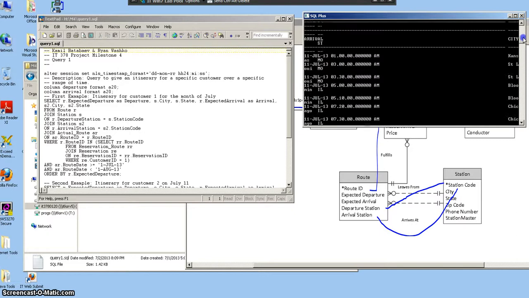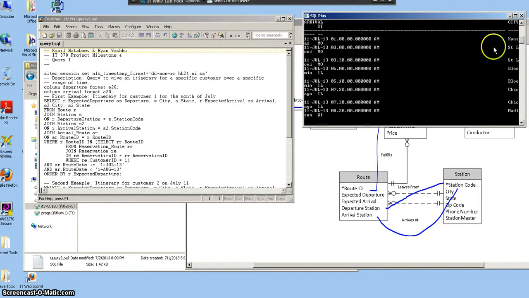what we see is the customer is going to be traveling from Kansas to St. Louis starting at 1 a.m., from St. Louis to Bloomington starting at 3:30 a.m., from Bloomington to Chicago starting at 5:10 a.m., and from Chicago to Madison starting at 7:30 a.m.